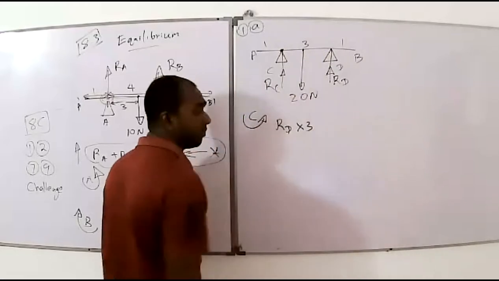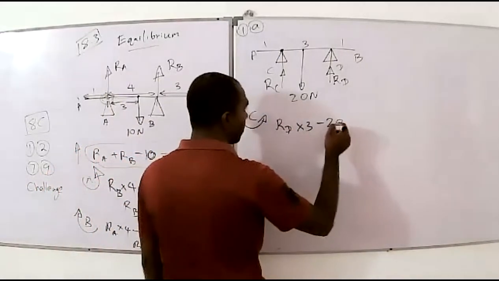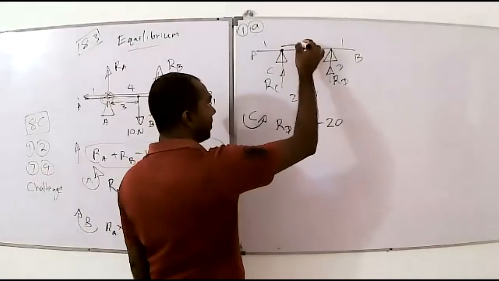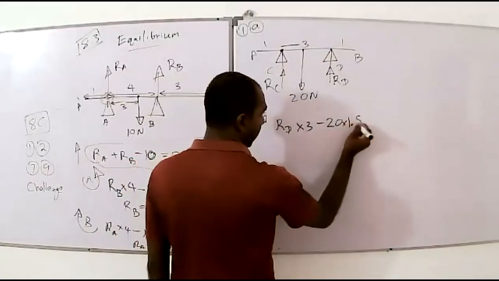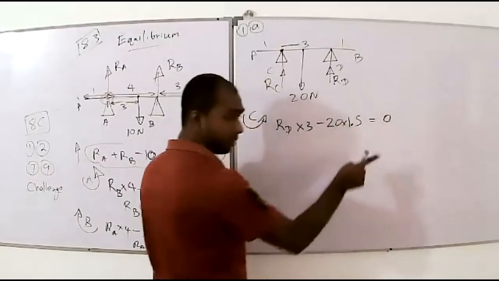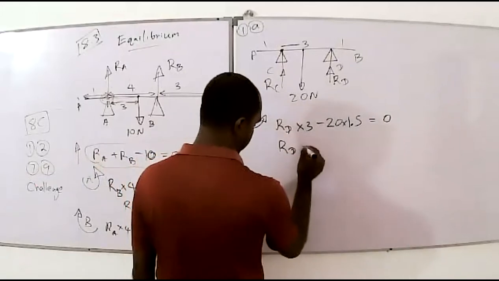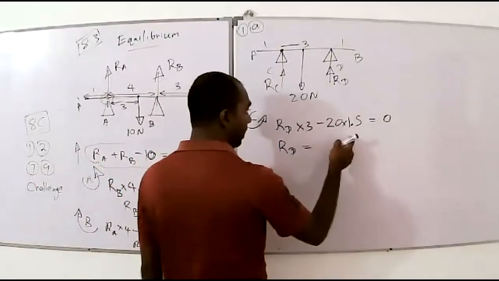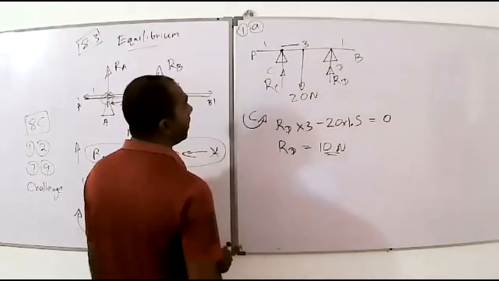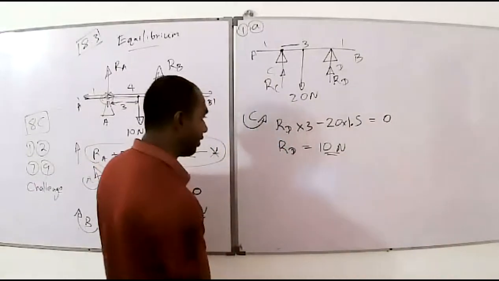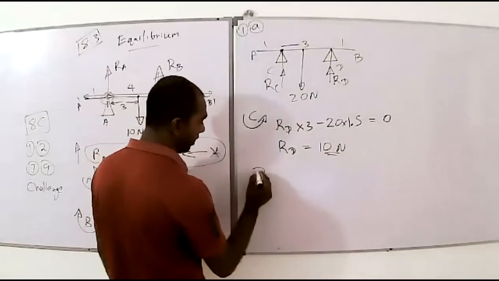What about the 20? It's in the other direction, so minus, clockwise. And what is this length? It's 3 divided by 2, that means 1.5. So RD times 3 minus 20 times 1.5 is equal to 0, since the rod is at rest. So you can find RD is equal to 30 divided by 3, 10 newtons. Easy. Now, if you resolve forces upward, you can find RC, or if you take moments around D also, you can find it.